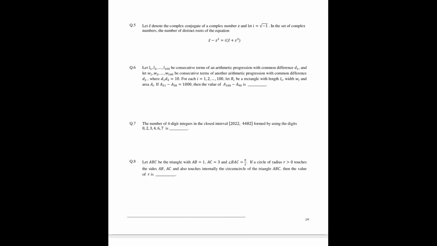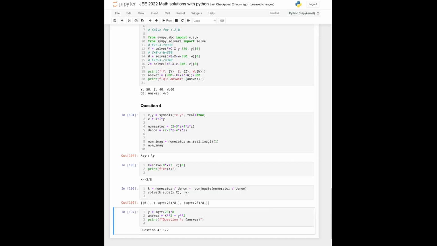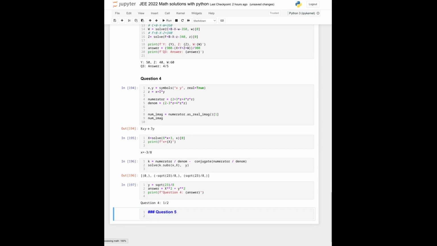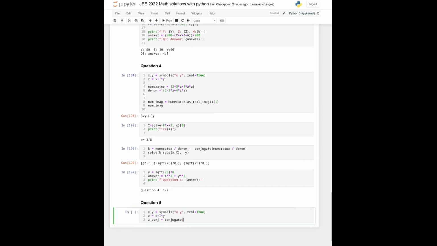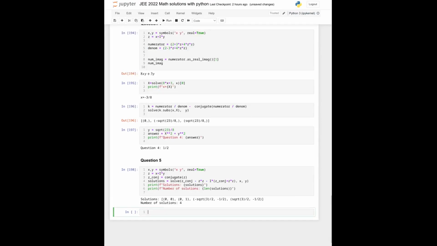Question 5. C is the complex conjugate. The question asks for the number of distinct roots. This is straightforward in SymPy. Let us just type the equation and, voila, the answer is 4. Great, that was easy.